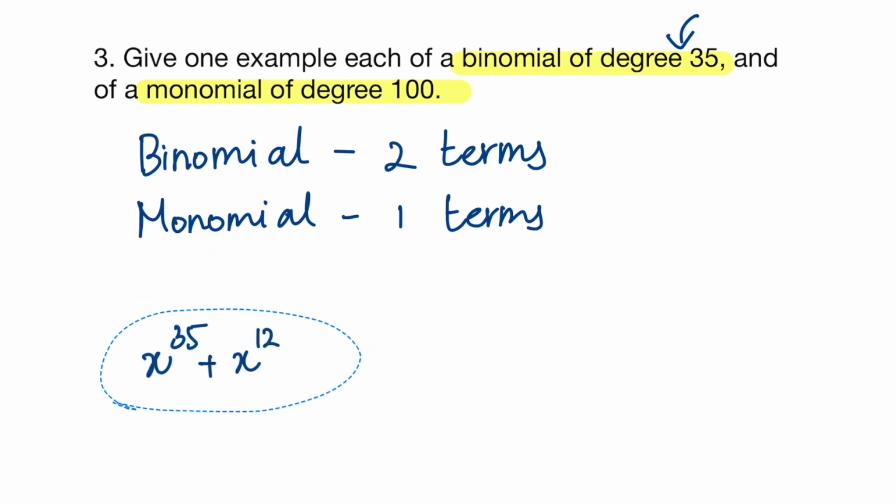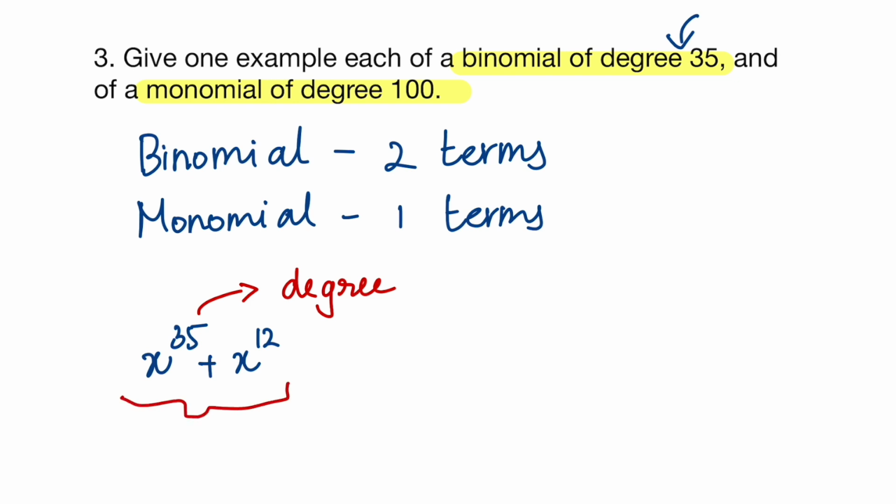Now in this polynomial we have 35 as the degree, right? 35 here is the degree because that is the highest power, right? So that is the degree, and it of course is a binomial. Why is that? Because it has only two terms, right? So this is a binomial and it has a degree of 35.